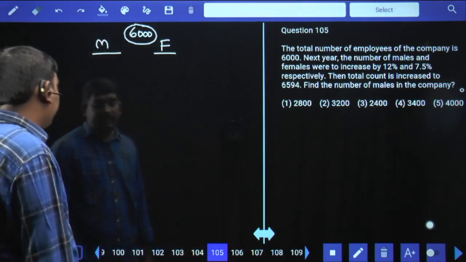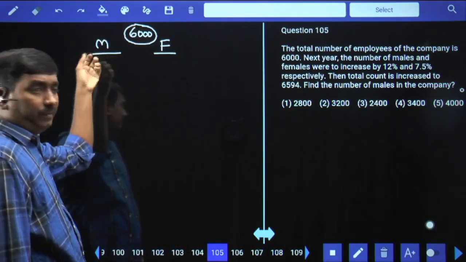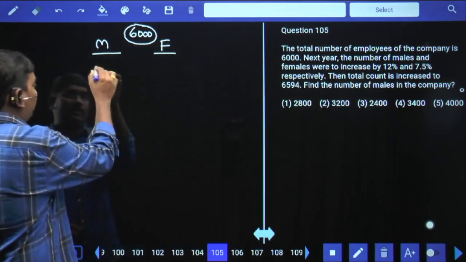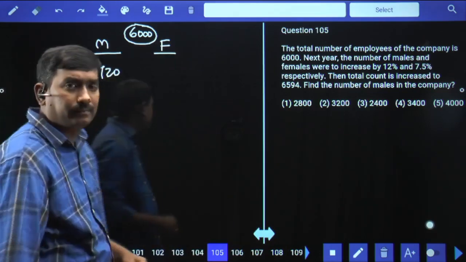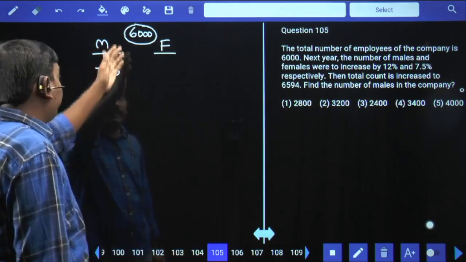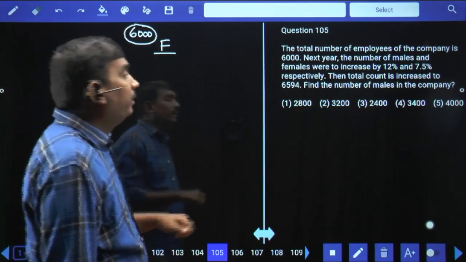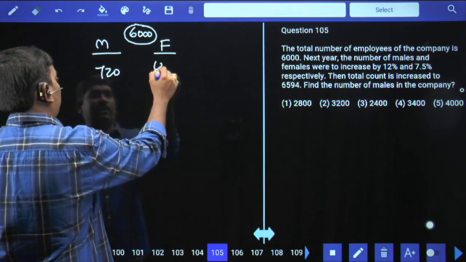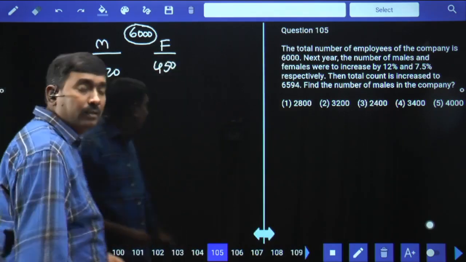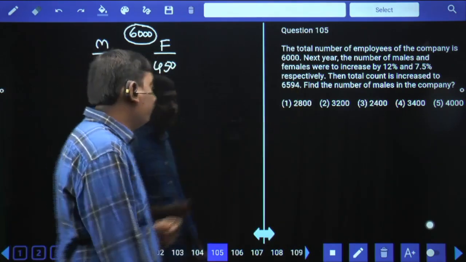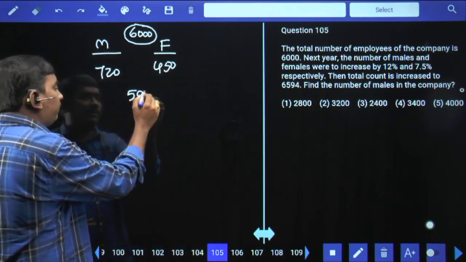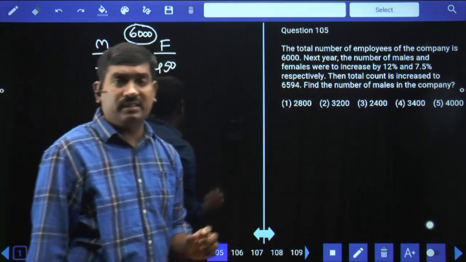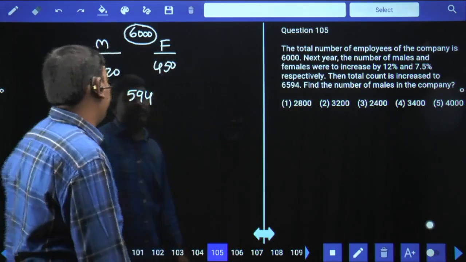I just imagine the entire 6,000 are males. Males are increased by 12%, so 12% of 6,000 is 720. Or else, if the entire 6,000 belong to females, females are increased by 7.5%, and 7.5% of 6,000 is 450. But the actual increment is 594 only. 6,000 became 6,594, so the increment is 594 only.